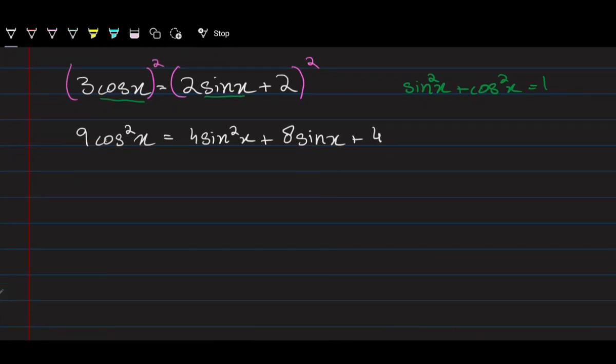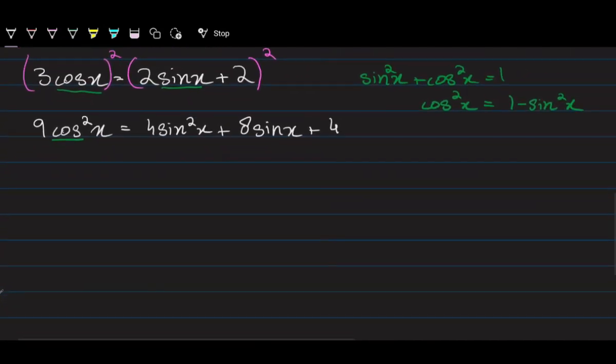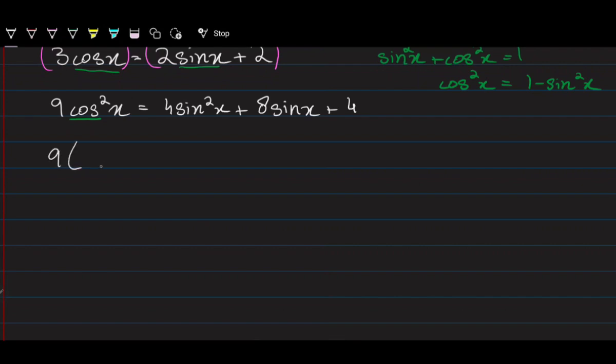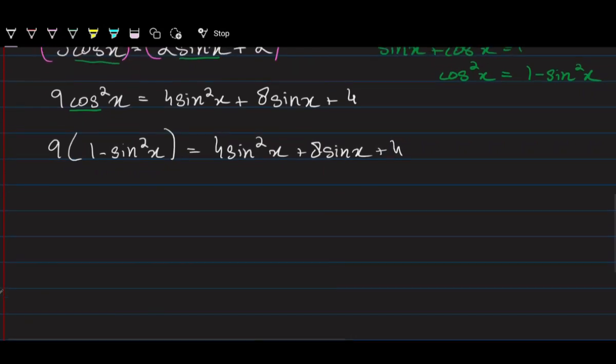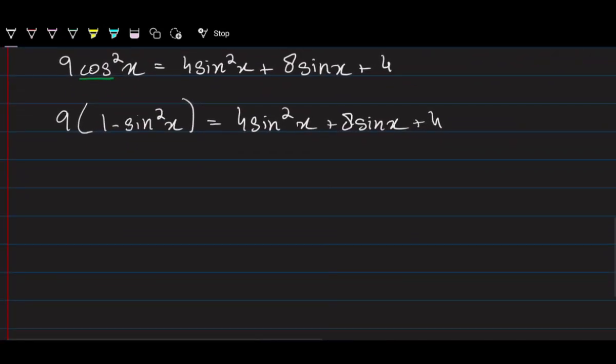Okay? And now, look, we have everything in terms of sine except for this part. If I manipulate this identity, I can say if I make cos square x the subject, I get 1 minus sine square x. That's what I'm gonna do. And I'm gonna plug this into the cos square. So 1 minus sine square x, times 9, is equal to 4 sine square x plus 8 sine x plus 4. And if you don't know where this identity really comes from, I'll make a video on it if you guys like. So leave a comment down below if you guys want that.